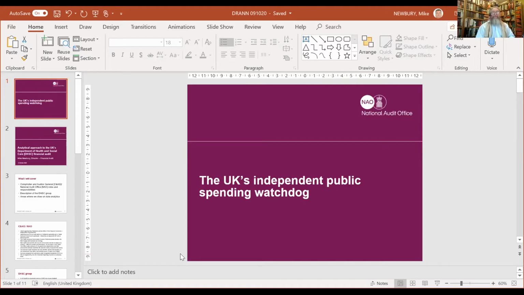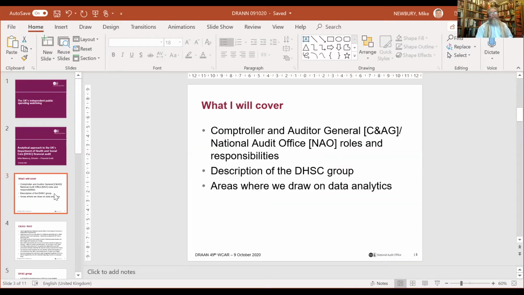Started, if you can do the sums, towards the tail end of the 1980s, when our problems looked entirely different to the ones they look like now. What I'll briefly cover is a little bit about the Controller and Auditor General and the National Audit Office, of which I'm a part. I'll talk about the Department of Health and Social Care Group, because that's really important for setting the context in which we do our work and the sorts of problems that we're looking to solve, and why we are looking increasingly towards data analytics to resolve them. And it's been really interesting to listen to colleagues' work on various aspects of data analytics more widely.